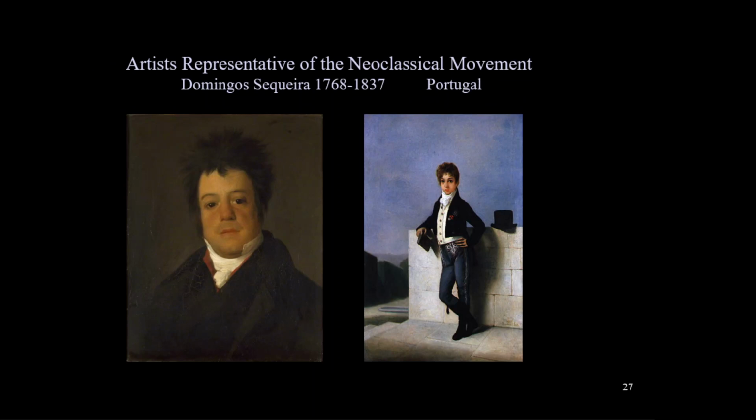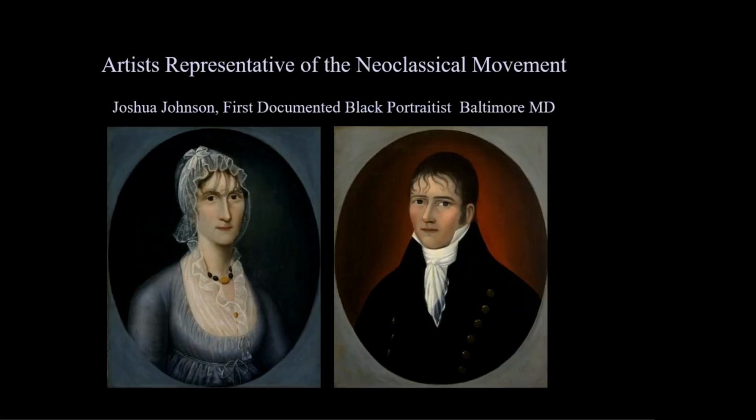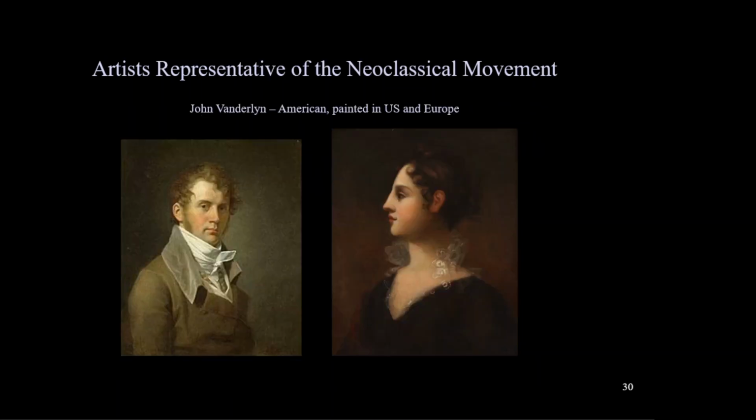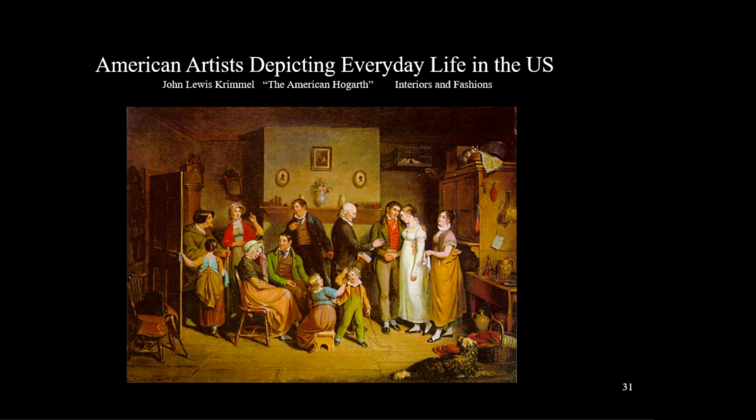Sequeira was a famous Portuguese painter whose work demonstrates how Southern Europe developed its own styles. The first documented Black American portraitist, Joshua Johnson, painted the upper middle class and well-off Irish immigrants. Eichholtz in Pennsylvania shows that American styles were more sober and simpler than European styles, as does the work of American John Vanderlyn. And John Lewis Krimmel, known as the American Hogarth, documents how the middle class lived.